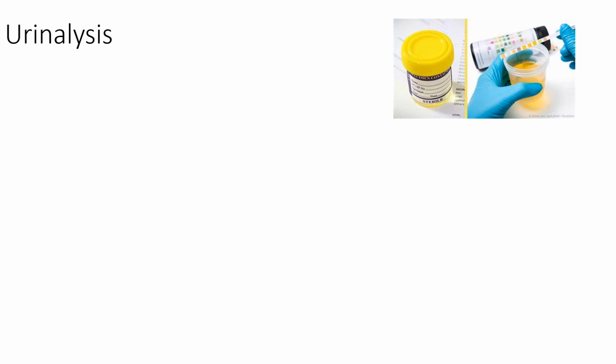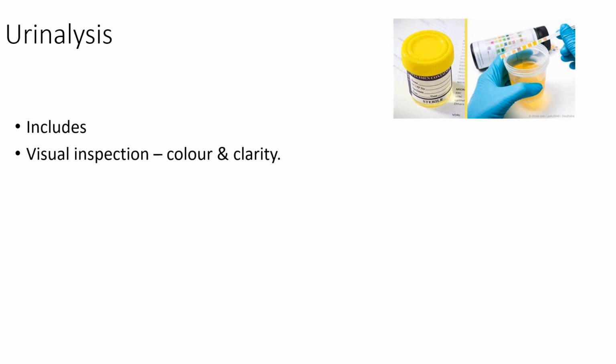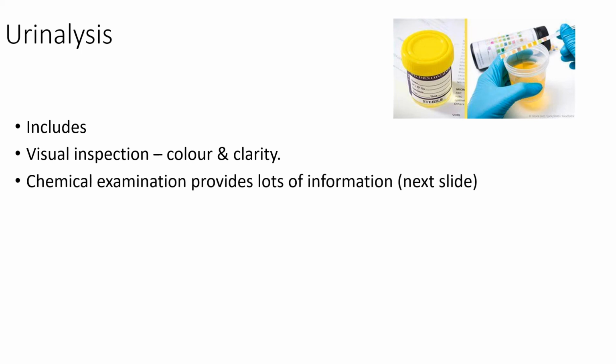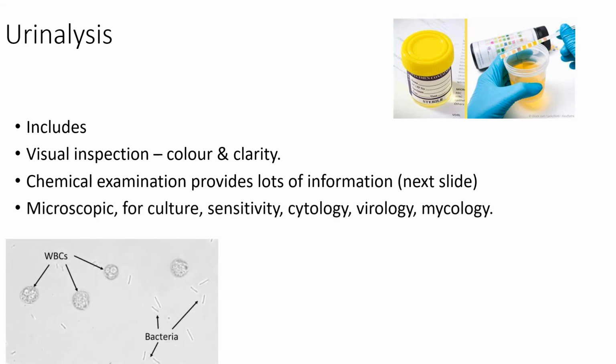Okay, urinalysis. This is analysing the urine. This includes visual inspection for its colour and its clarity, and if it's cloudy. Chemical examination provides a lot of information, which is on the next upcoming slide. We can do microscopic examination for culture sensitivity.